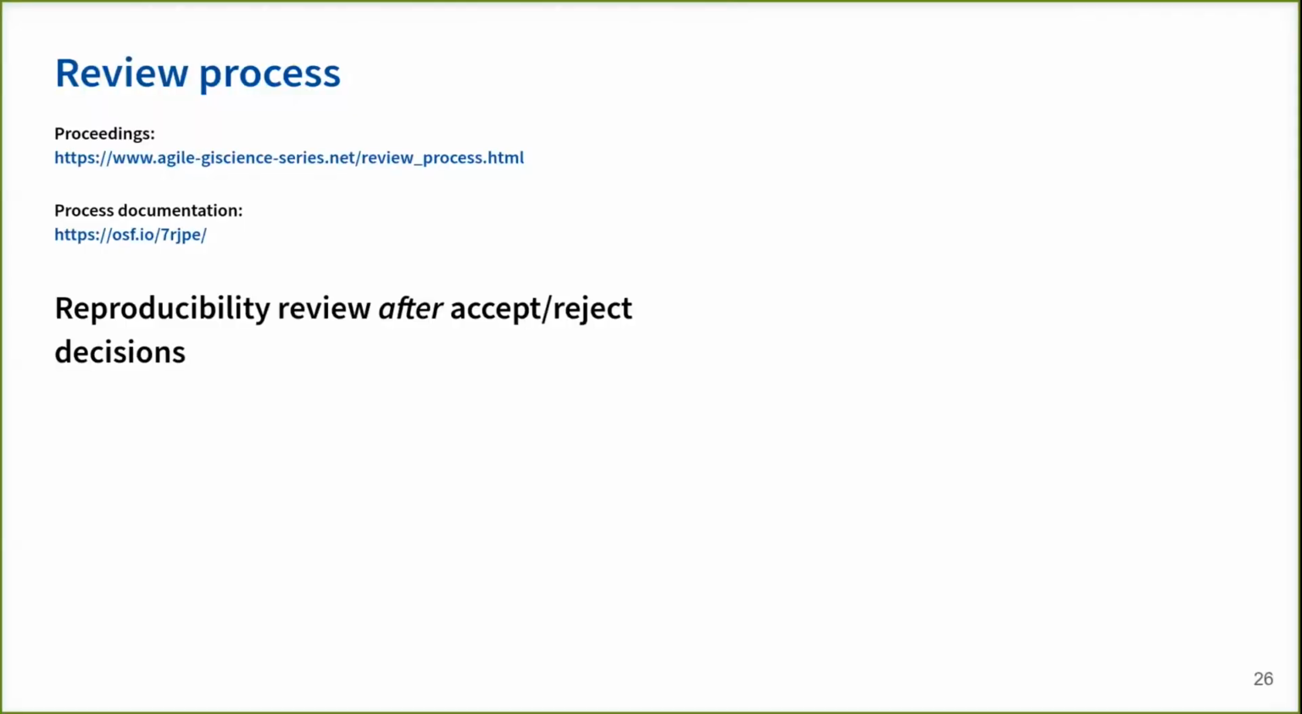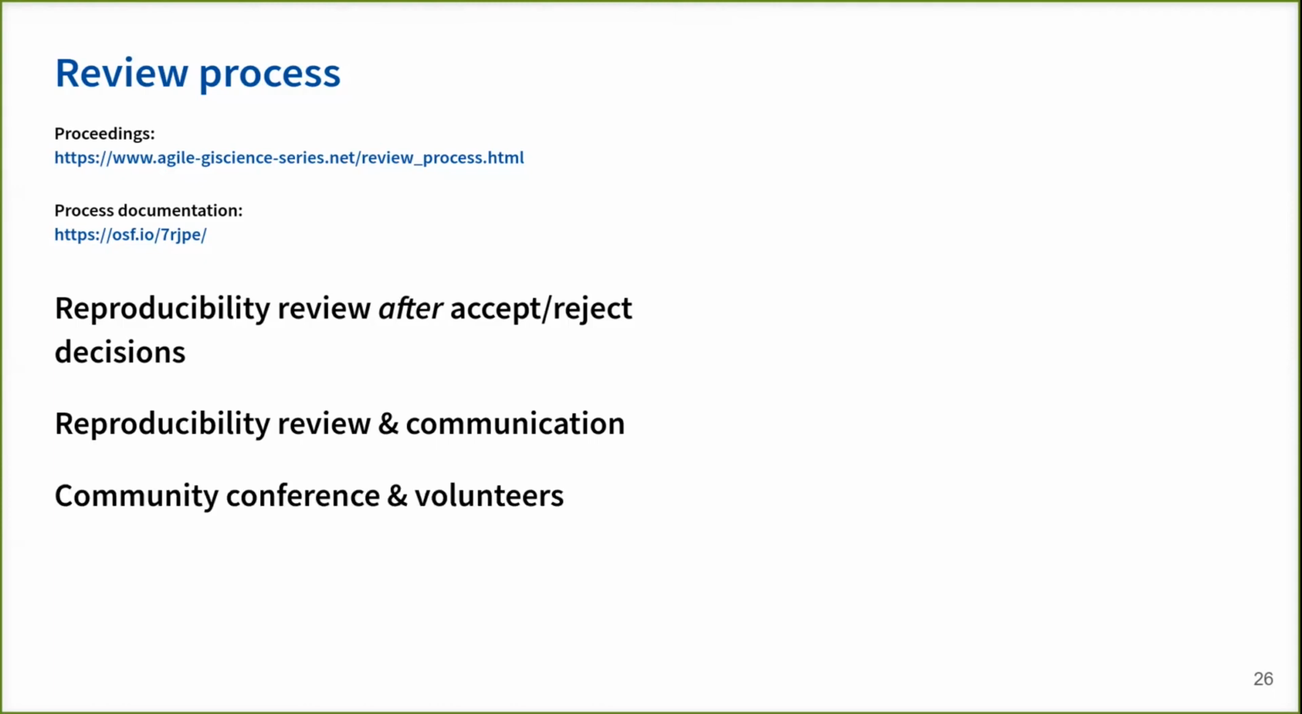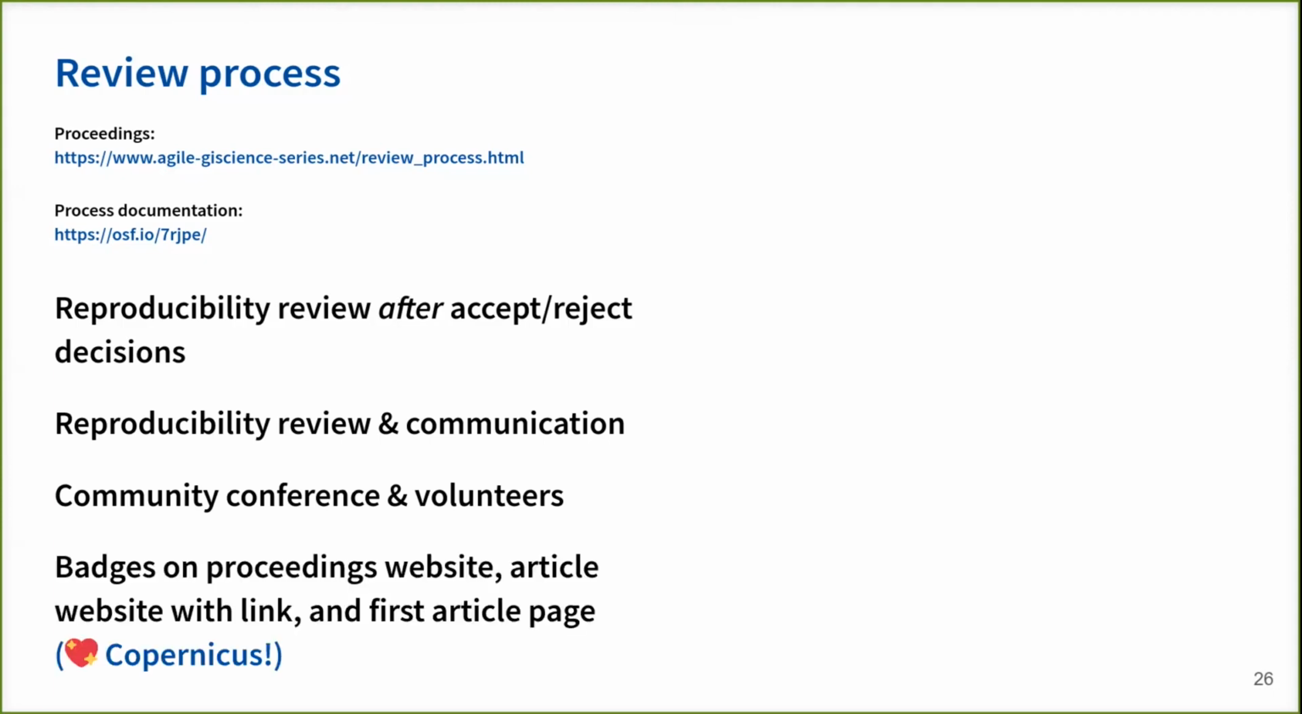So the review process, in this case, the reproducibility review, happens after the accept or reject decision was made. That also allows us to openly communicate with the authors because they already know that their paper is accepted. It also takes into consideration that this is a volunteer community conference, organized solely by volunteers.